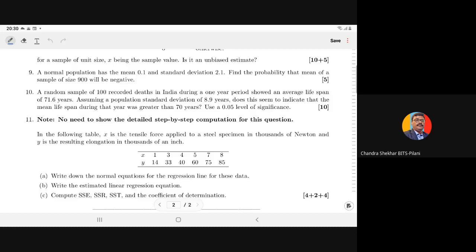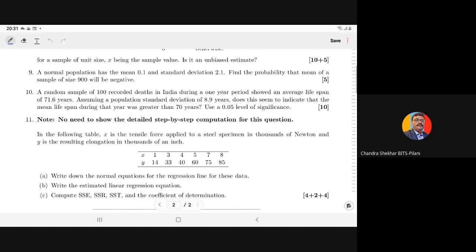So here we have the X and Y. X is equal to 1, 3, 4, 5, 7, 8, and Y is equal to 14, 33, 40, 60, 75, 85. Write down the normal equation for the regression line for these data. Write the estimated linear regression equation. Compute sum of square of regression, sum of square of the residual, sum of square of total, and coefficient of determination.